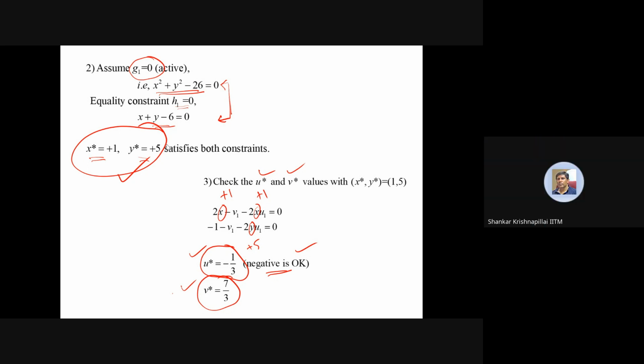So this assignment I will give. After you submit the first assignment, I will give the second assignment with this Lagrange multiplier and calculation type of questions. Okay.